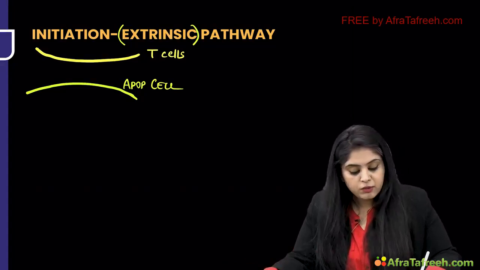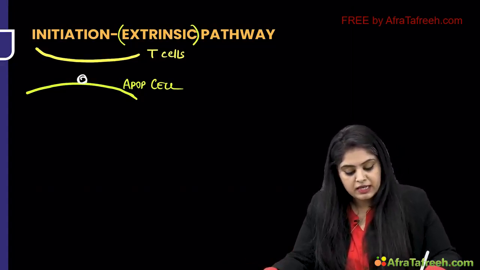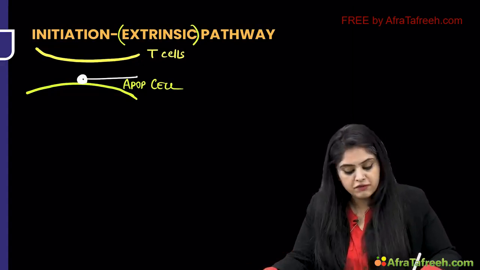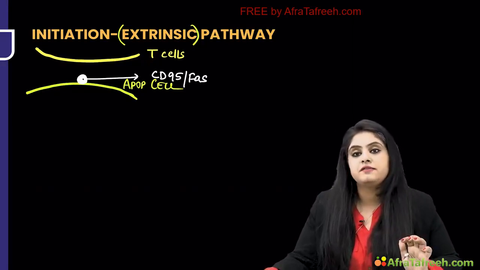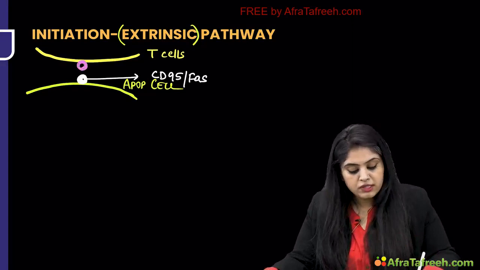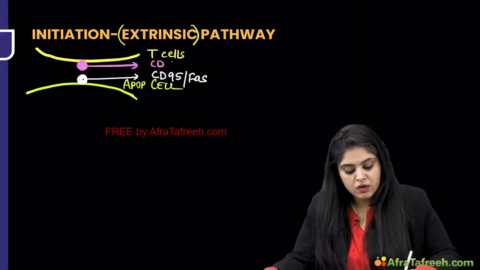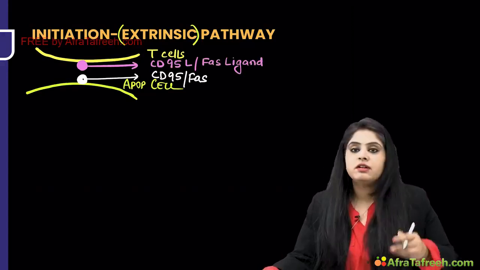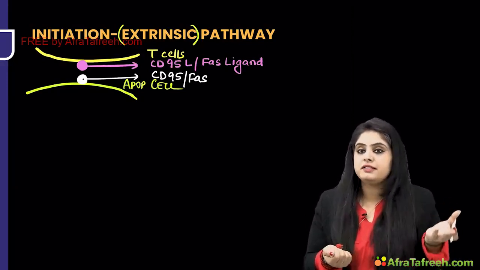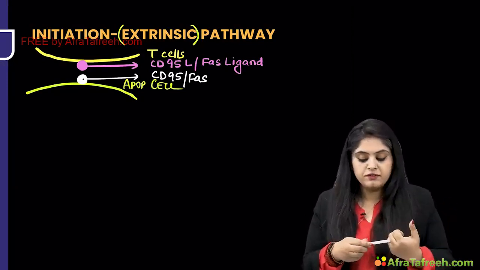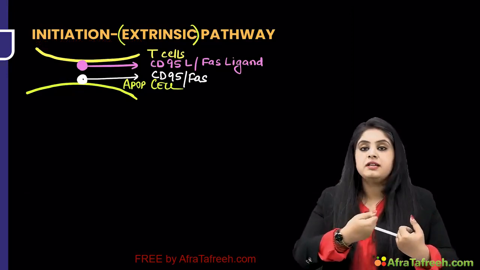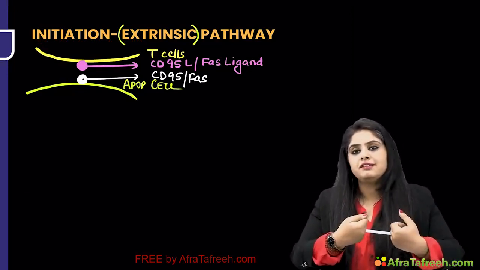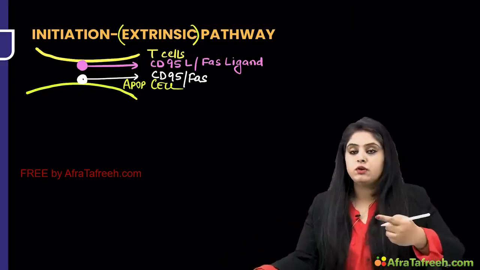Why am I drawing these? Now listen. The cell which wants to die has something on its surface which is referred to as CD95 or FAS. Every cell that wants to die has CD95 or FAS. Corresponding to that, on the T cells, there is something called CD95 ligand or FAS ligand. So there's one receptor and there's a ligand. So for example, this is the cell which wants to die, and it has CD95. This is a T cell which has a ligand. So CD95 and CD95 ligand can bind. As simple as that. But this is just a one-on-one interaction.